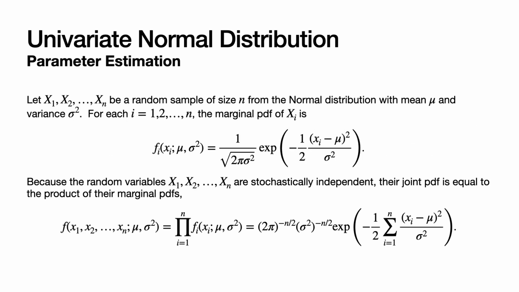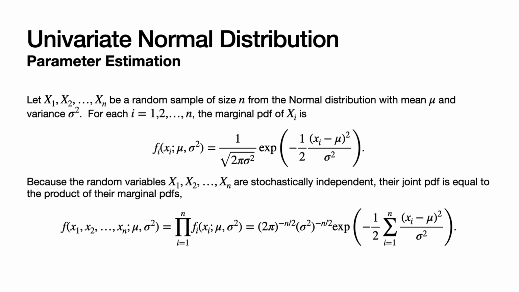So let's first look at the univariate normal distribution with its two parameters, the mean and the variance, and let's see how to come up with estimators for those parameters. So let x1, x2, and so forth up to x sub n be a random sample of size n from the normal distribution with mean mu and variance sigma squared. Now for each i going from 1 to n, the marginal PDF of x sub i is given by this expression that we saw several slides ago.